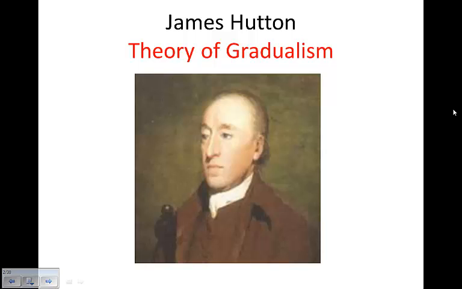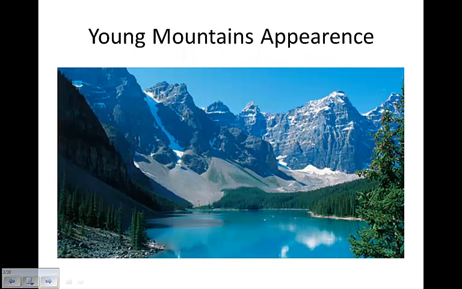What he proposed was the theory of gradualism. This theory tries to explain that the Earth has to be very, very old in order for processes to occur, such as mountain formation or canyon formation, which would require an enormous amount of time. If things are happening gradually in very small amounts, then it's going to take a huge amount of time for that to happen.